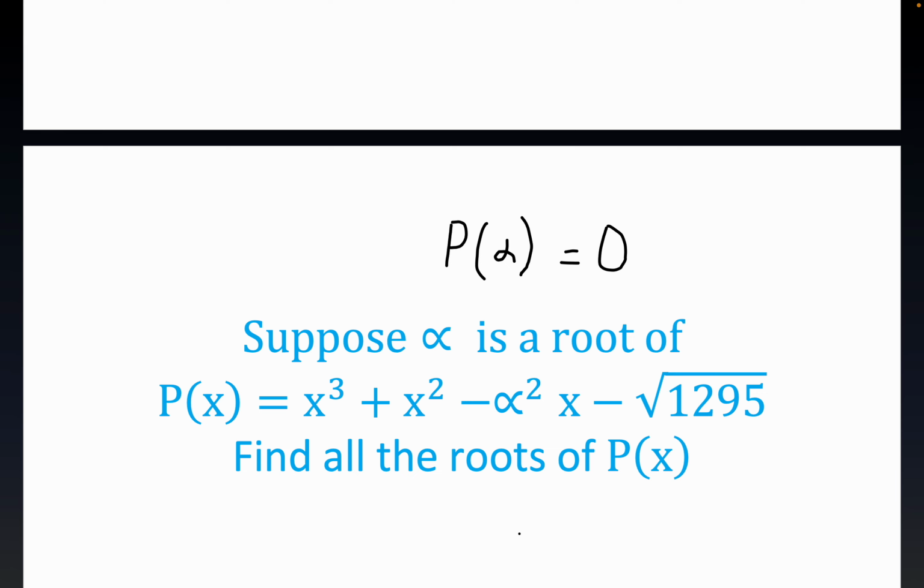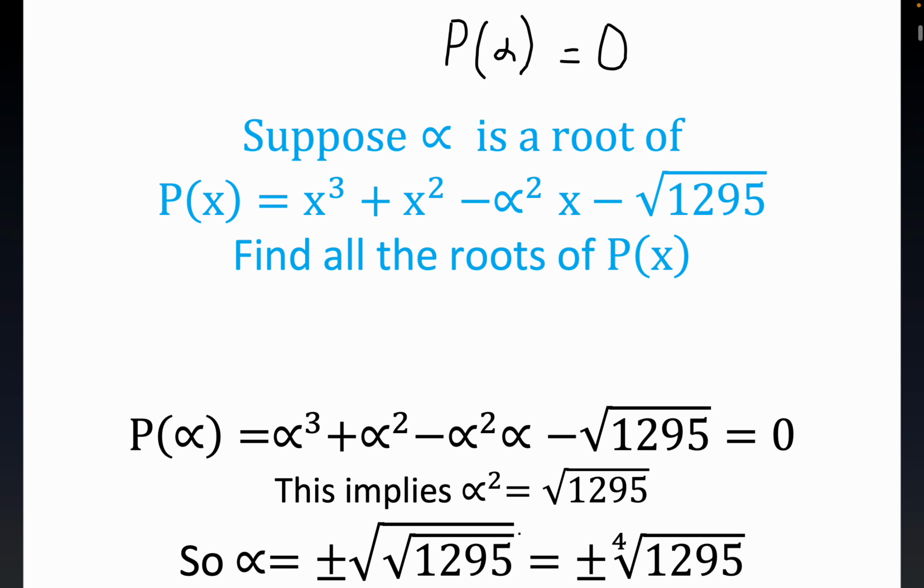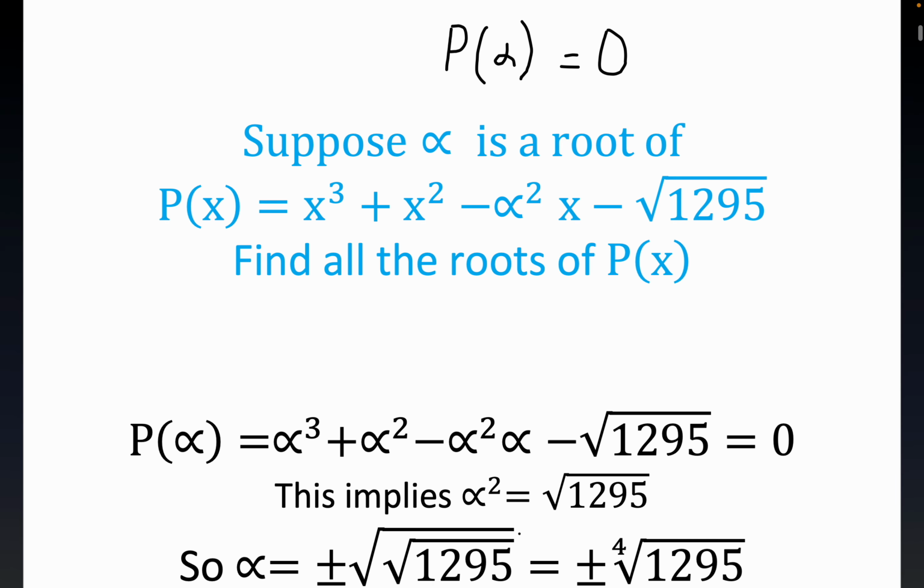Let's move along. I'm just following my nose right here. P at alpha gives us this expression. We're taking alpha and substituting it everywhere we see an x. Now notice right here we catch a break. We get alpha squared times alpha, and that's just alpha cubed. So you can see that the alpha cubed here cancels with the alpha cubed here.